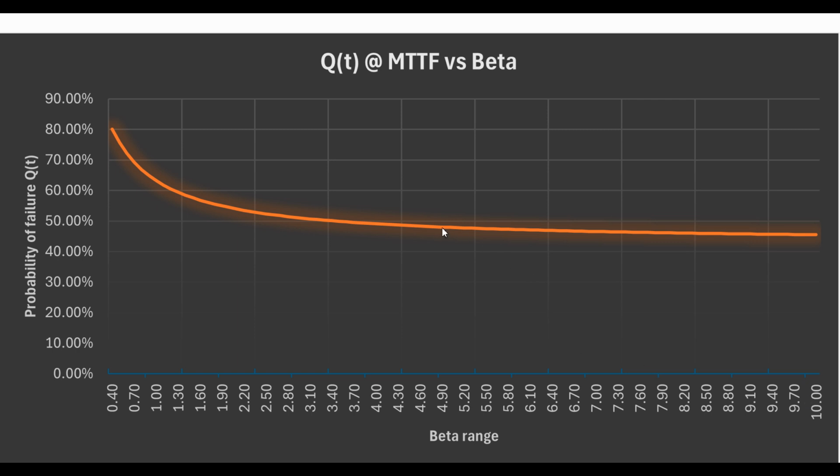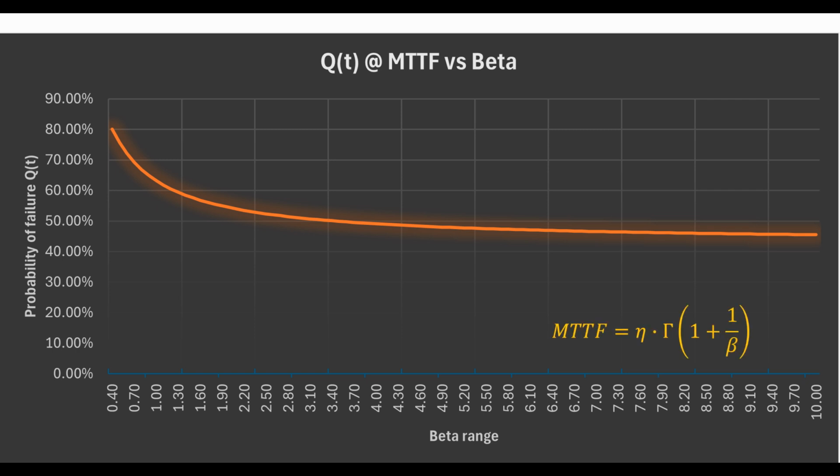And we can see how the failure rate, the probability of failure at the mean life, changes as a function of the shape parameter of the distribution. We can see that with a beta of 0.4 we have a probability of failure at mean life of about 80%, and this drops as we increase the shape parameter. It drops below 50%, to about 45% with a beta of 10. And obviously this is different from, say, the exponential distribution, which hasn't got a shape parameter, and the probability of failure at mean life is a fixed 63.21%.